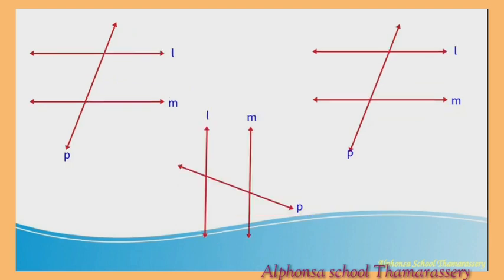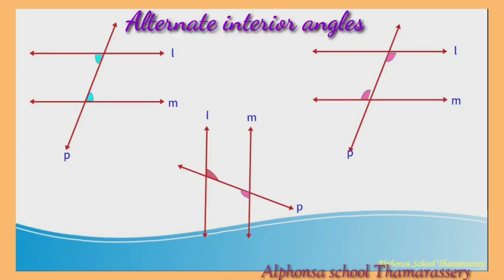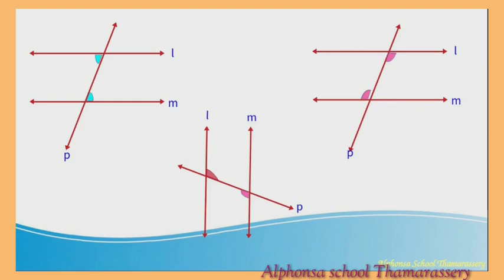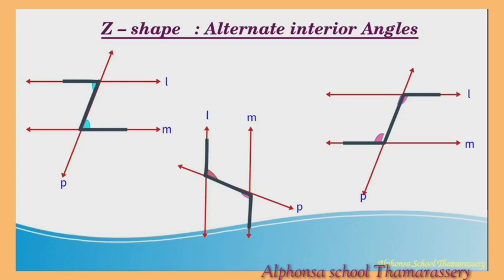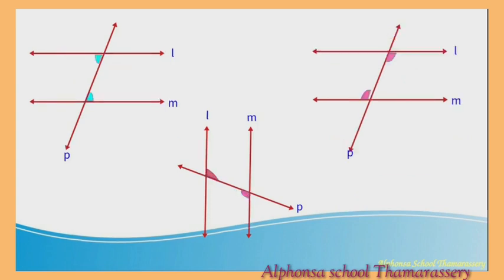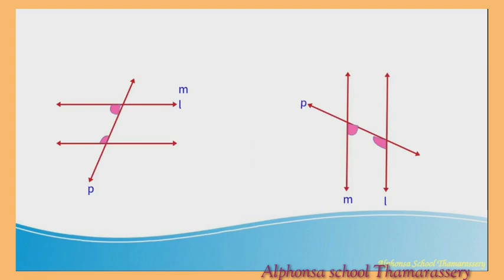Another pair of angles are alternate interior angles. They are on opposite sides of the transversal, they have different vertices, and they lie between the two lines. F shape stands for corresponding angles. Z shape stands for alternate interior angles. The next pair of angles are known as interior angles on the same side of the transversal.